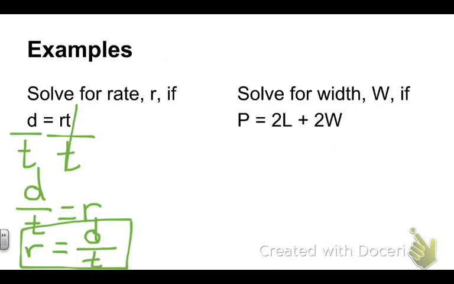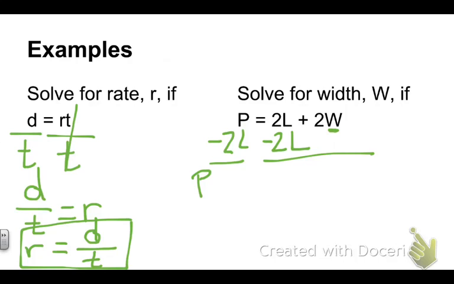So for our second example, solve for width, w, if perimeter equals twice your length plus twice your w. Very first step, get rid of anything being added or subtracted to the variable. Remember, this is what we want to solve for. Whatever's being added or subtracted, that's your 2L. The inverse of positive 2L is a negative 2L. Subtract that on both sides.